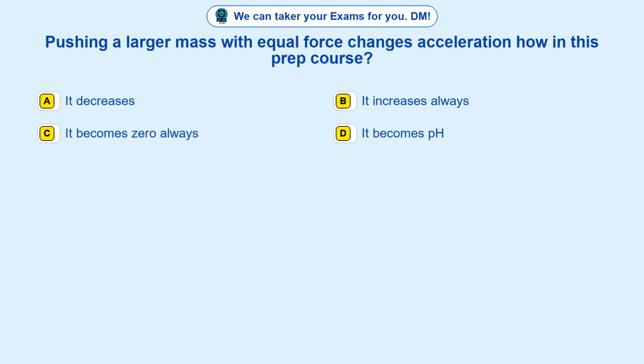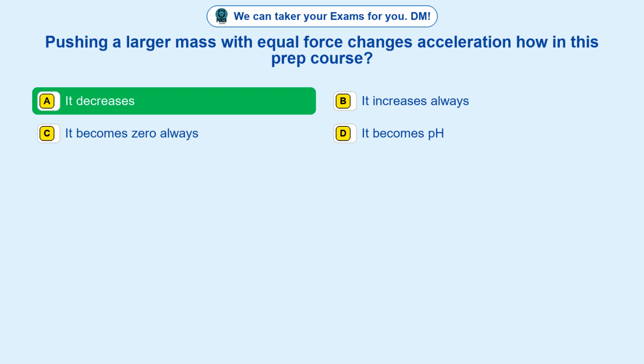Question 58. Pushing a larger mass with equal force changes acceleration how in this prep course? Option A, it decreases. Option B, it increases always. Option C, it becomes zero always. Option D, it becomes pH. The correct answer is option A, it decreases.